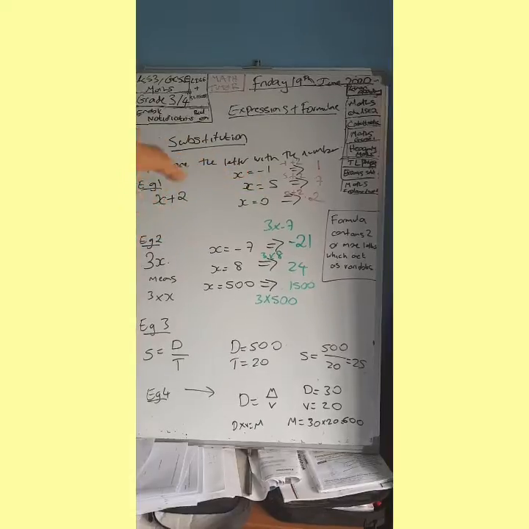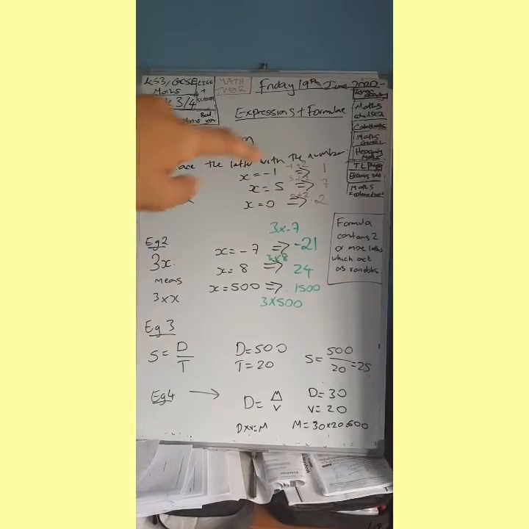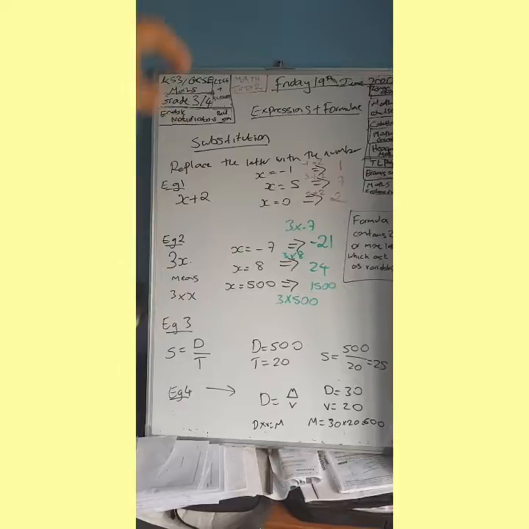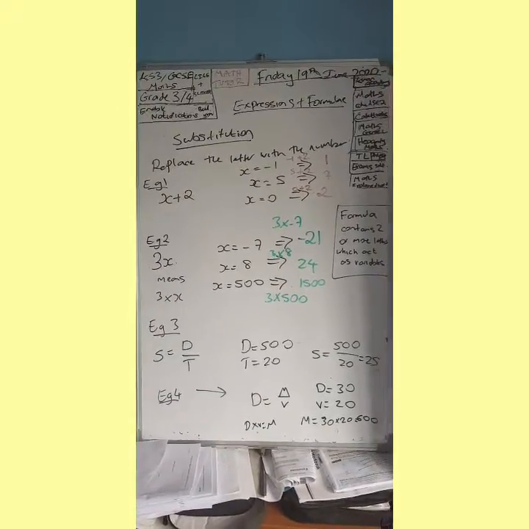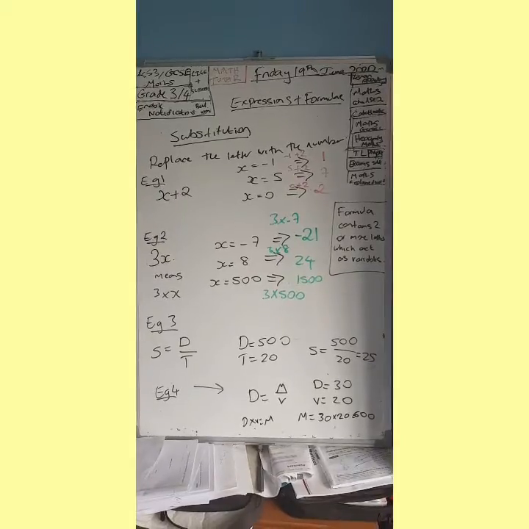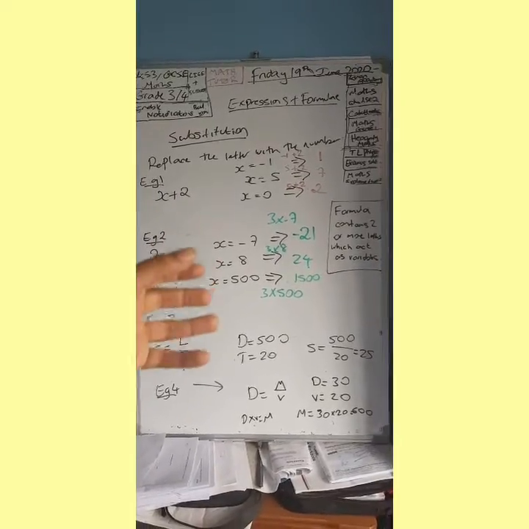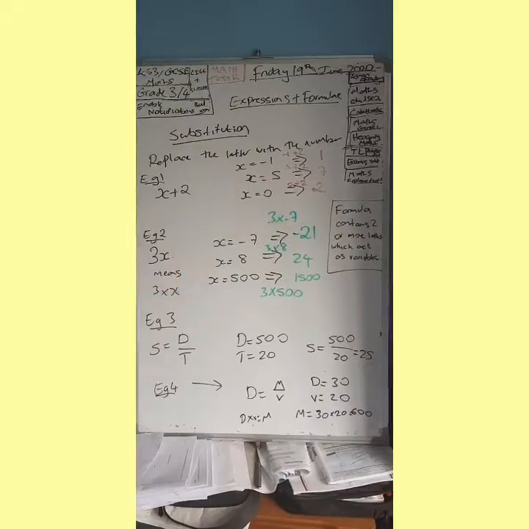x equals 5: 5 plus 2 is 7. So my answer to that would be 7. When x equals 0, 0 plus 2 is equal to 2. So when x equals 0, the value of my expression is 2.